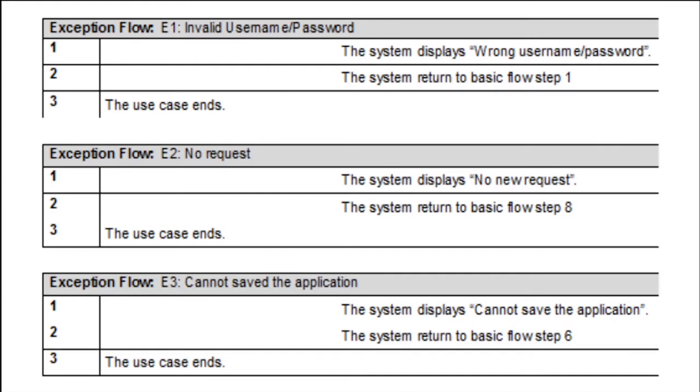The next one is exception flow, invalid username and password. The system displays wrong username, password. The system returns to basic flow step 1. The use case ends. Exception flow E2, no request. The system displays no new request. The system returns to basic flow step 8. The use case ends. And then exception flow E3, cannot save the application. The system displays cannot save the application. The system returns to basic flow step 6. The use case ends.